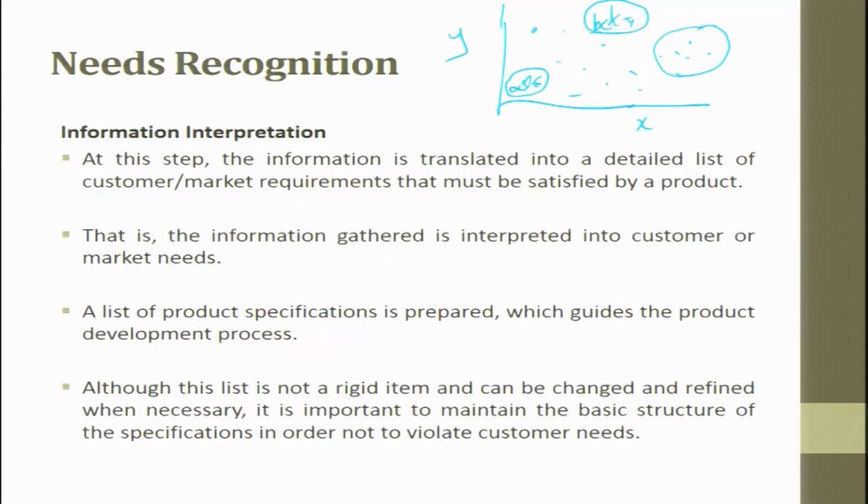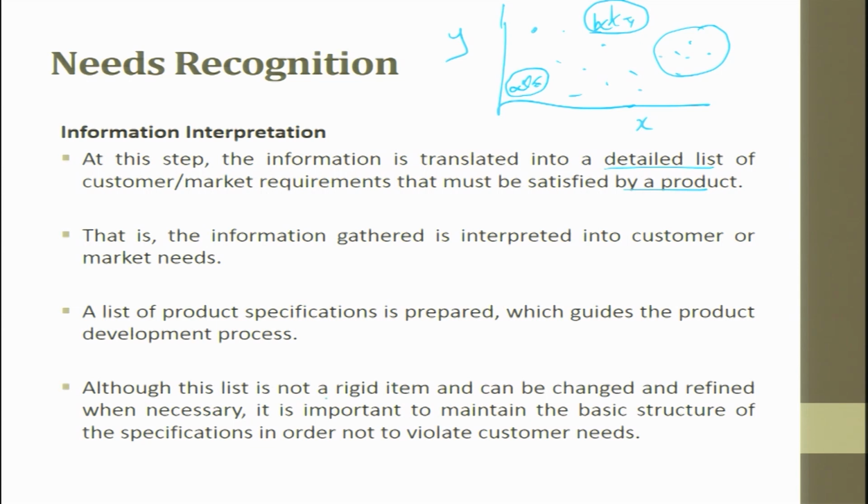Okay. So, information interpretation is a big skill and it involves huge science, understanding and technological interpretation. So, you have to have a blend of all. At this step the information is translated into a detailed design or detailed list of customer market requirements that must be satisfied by the product. That is, the information gathered is interpreted into customer or market needs. The list of product specification is prepared from here, which guides the product development process.